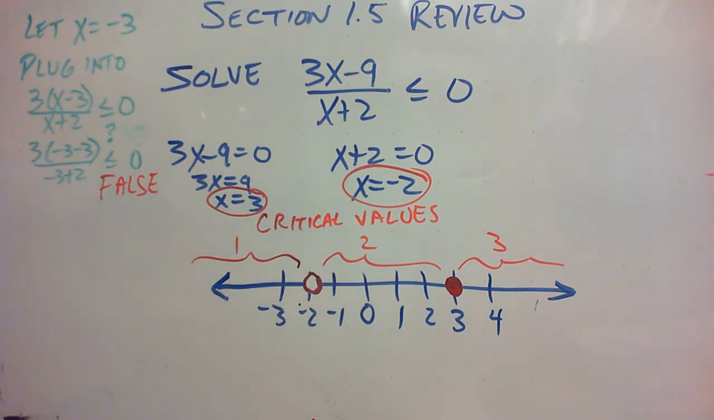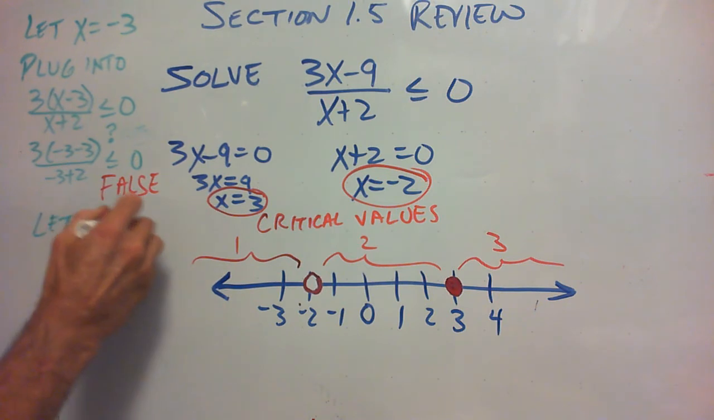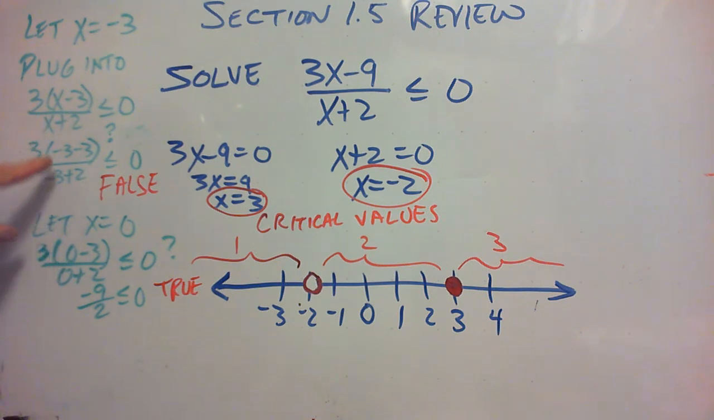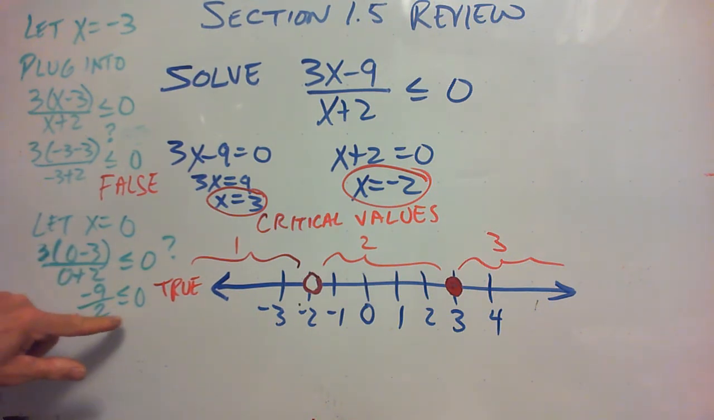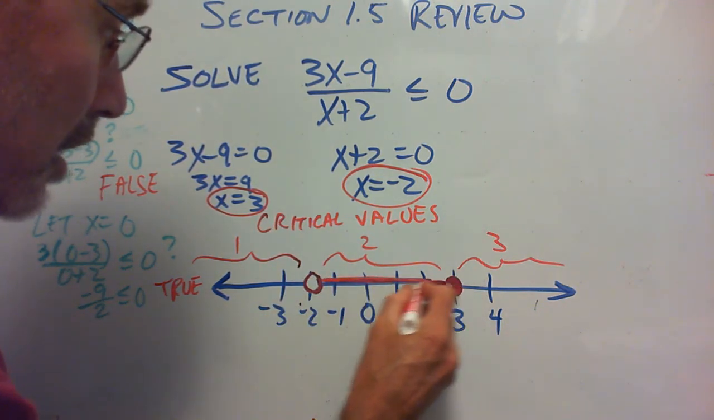Second interval, I would say let x equal 0. When we plug 0 into the factored form of the inequality, we have 3 times 0 minus 3, which is a negative 9, over 0 plus 2, a positive 2. Negative divided by positive is less than or equal to 0. So that second interval is part of the solution.